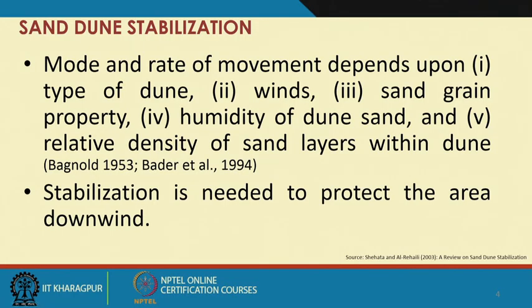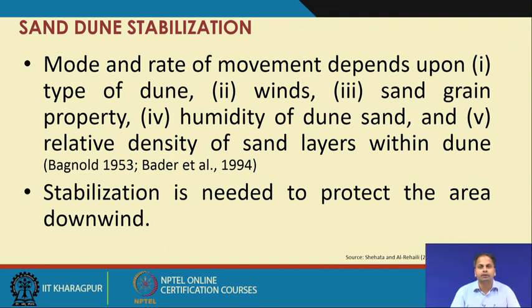The mode of sand movement and the rate of movement depend on different criteria: first, the type of dune, then the wind velocity, strength and direction of the wind, then the properties of the sand grain, the moisture content and humidity of the dune sand, and the relative density of sand layers within the dune system.